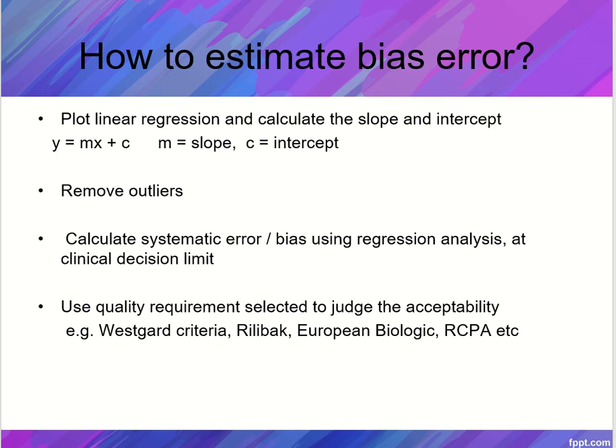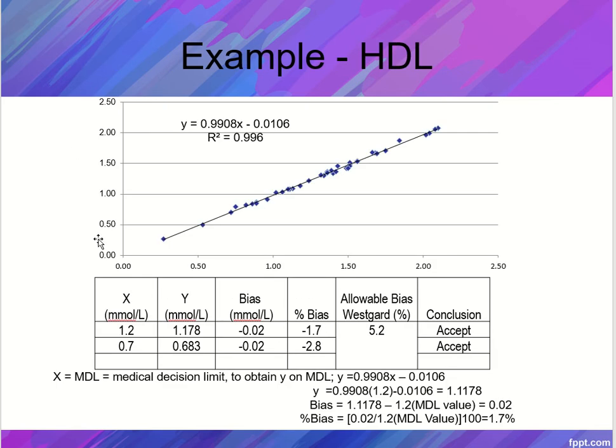So this one is an example of the data, and then you have plotted the regression analysis and you get the equation. So from this equation you use the medical decision limit. For HDL, the medical decision limit is 1.2 millimole and 0.7 millimole. So what happens is you use this data and you put it into the equation, and you get the value of y, and then after this you calculate the bias.